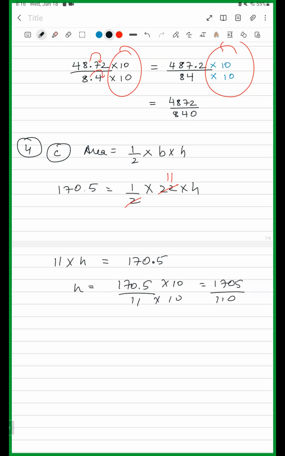It will be 1000. No. Sorry, 17,050. 17,050. 17050. How will it be 050? ये एक्स्ट्रा जीरो कहाँ से आया?